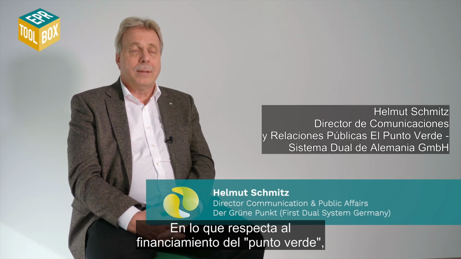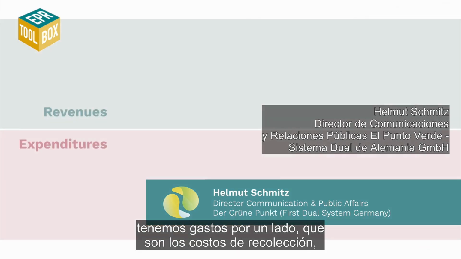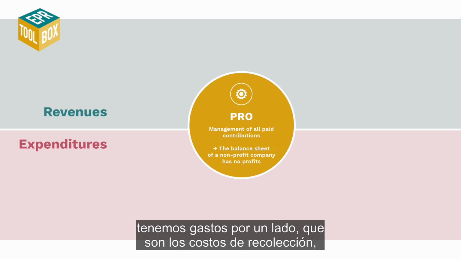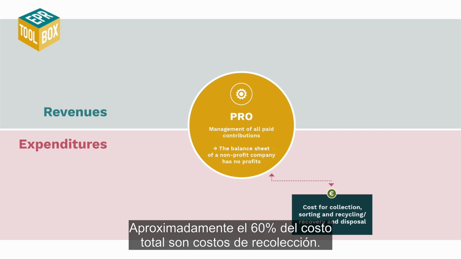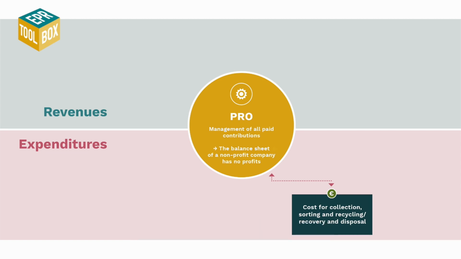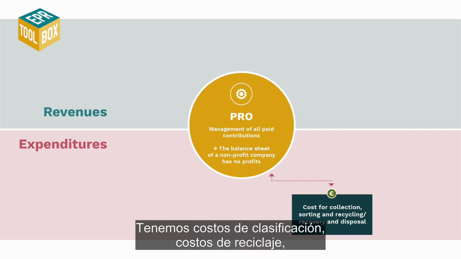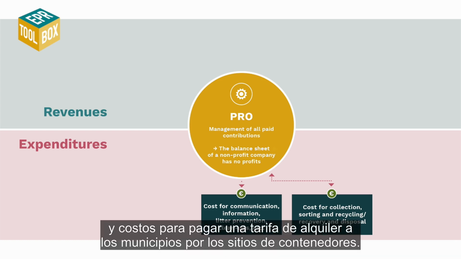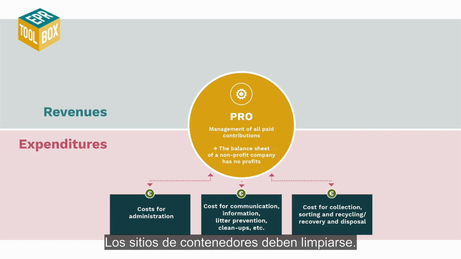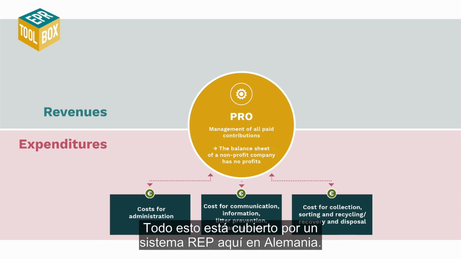If it comes to the financing of the Green Dot, we have expenditures on the one hand. That is the cost for collection, which is the biggest block of cost. Roughly 60% of the whole cost is collection cost. We have costs for sorting, we have costs for recycling, we have costs to finance communication campaigns, and we have costs to pay the municipalities a rent fee for the container sites. Container sites have to be cleaned. All this is covered by an EPR system here in Germany.